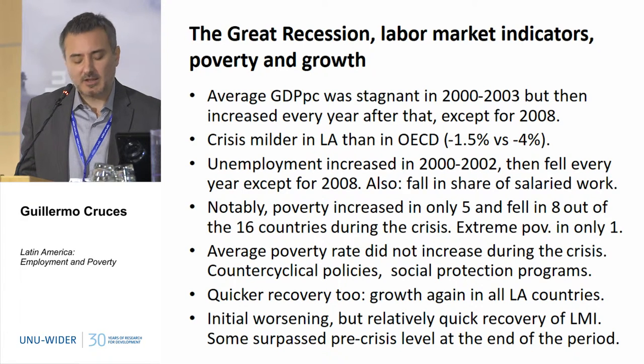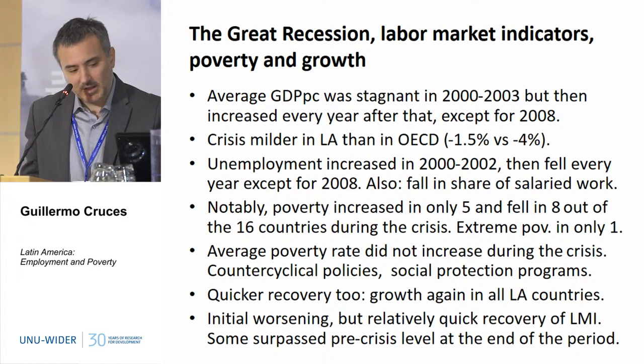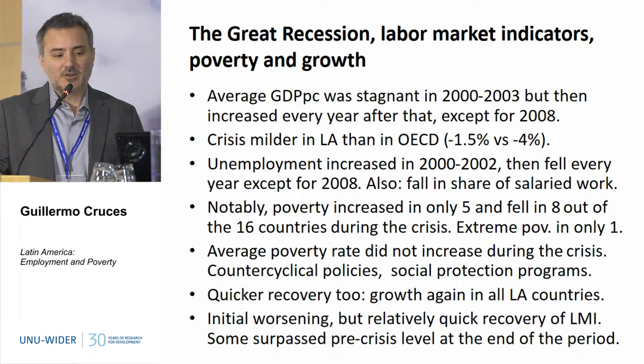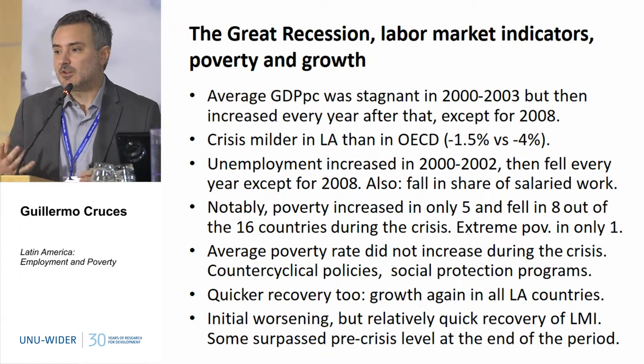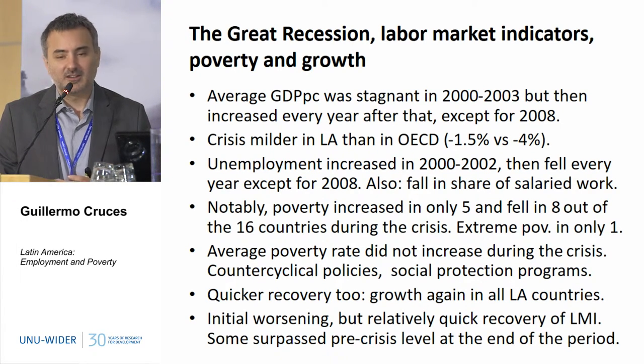This crisis was milder in Latin America than in high-income OECD countries, with reductions in GDP of 1.5% compared to 4%, okay? But still, unemployment increased at the beginning of the period with stagnant GDP, but it fell every year with growth except for the crisis in 2008, and we have several of these labor market indicators that deteriorated from 2008 to 2009. But notably, poverty increased in only 5 of the countries in our sample, and it continued falling in 8 out of the 16 countries in our sample, and extreme poverty only increased in 1 country. Okay, so something different was happening here with respect to other crises. We have specialists on crisis in Latin America here, and this is definitely something different. The recovery was also quicker in Latin America with respect to high-income OECD countries.